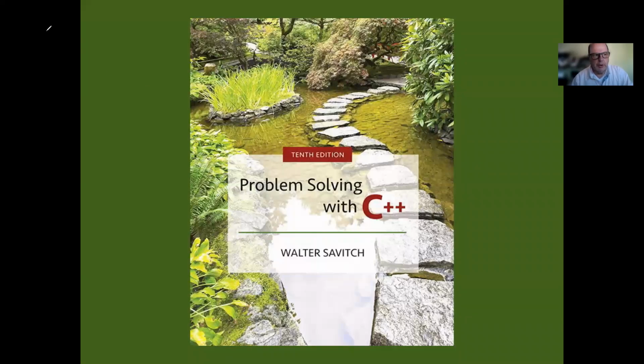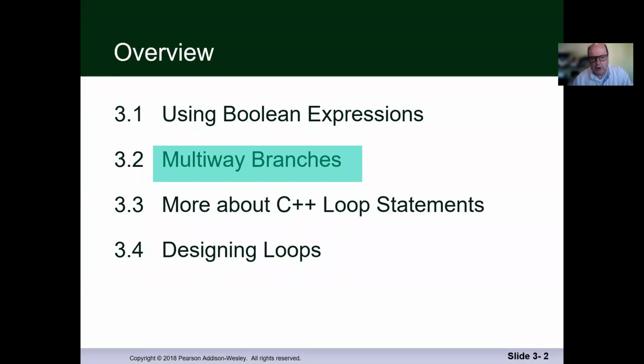Hello. We're going to be talking about Problem Solving with C++, Walter Savitch, 10th edition. Right now, we're going to talk about multi-way branching. That's section 2 of chapter 3.